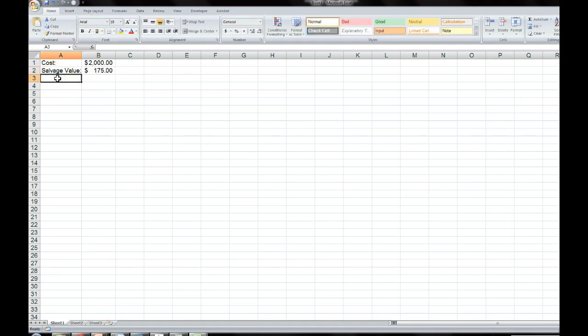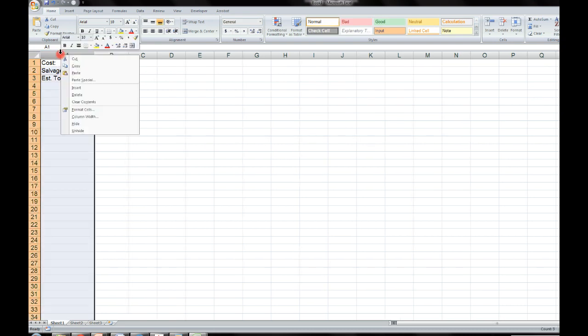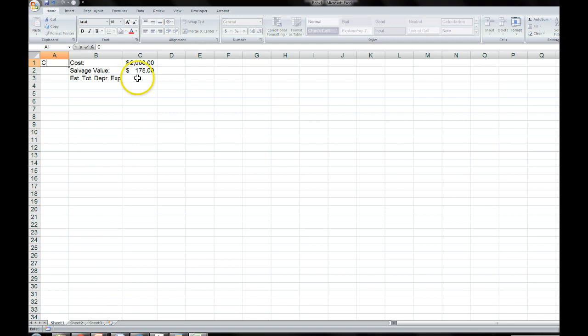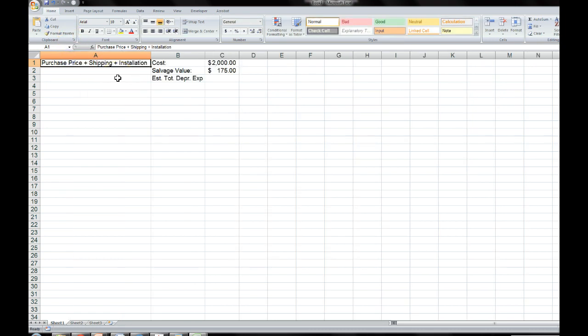And then we're going to say estimated total depreciation expense. Now let me put something in here. So cost is going to be purchase price plus shipping plus, we'll say, plus installation. We can make that bigger, it's fine, right? Salvage value is going to be estimated value at end of useful life.